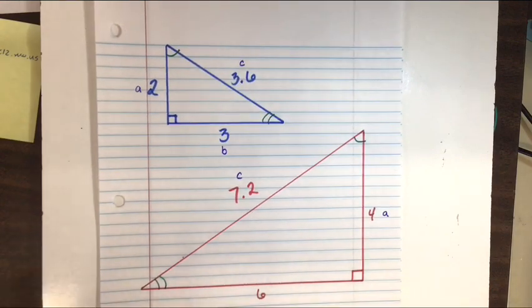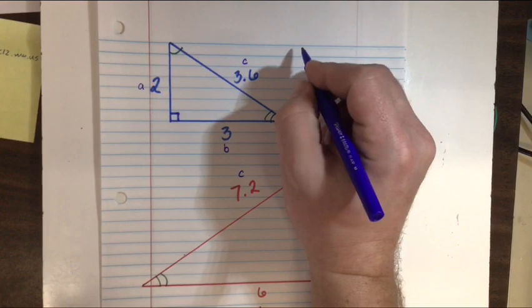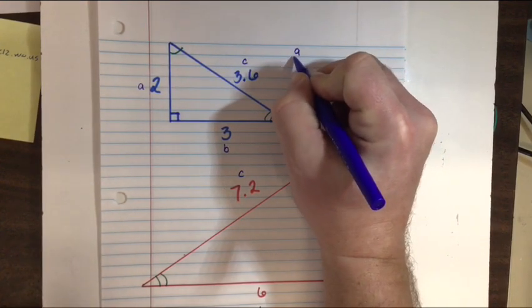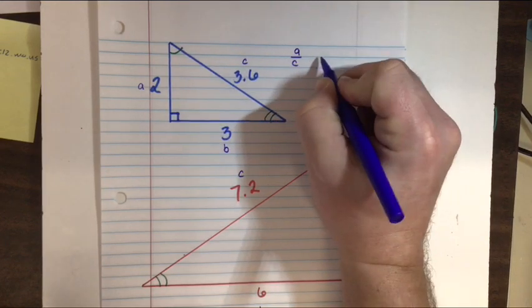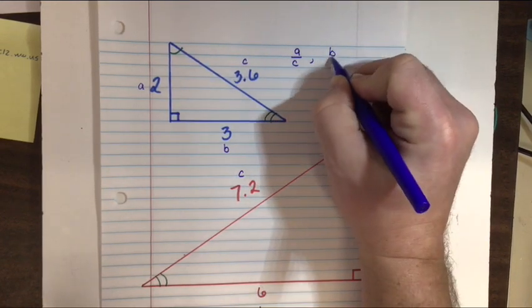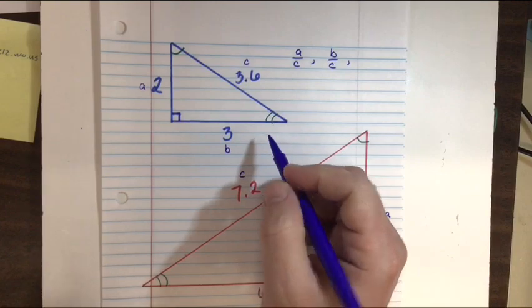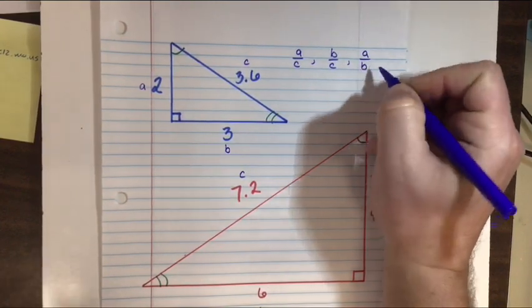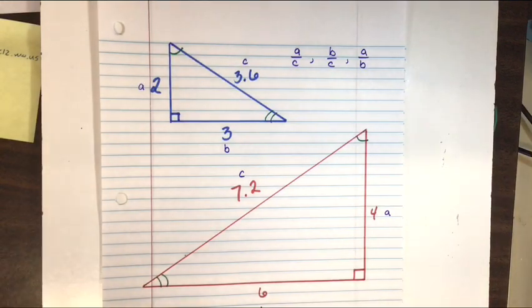All right, what I want you to do, and you're going to have to pause the video to be able to do this, for this blue triangle, I want you to find three ratios for me. I want you to find A over C. I want you to find B over C. And I want you to find A over B. I want you to write those as fractions. So pause the video, write those down.